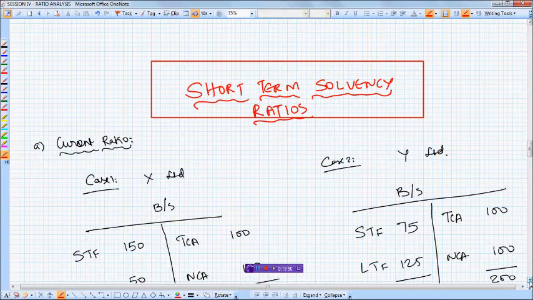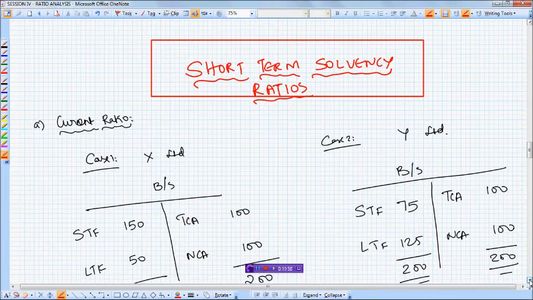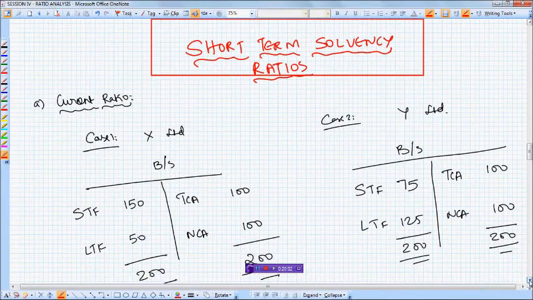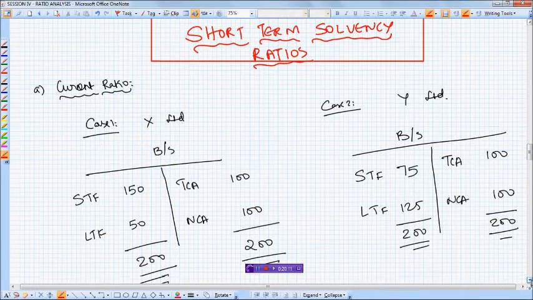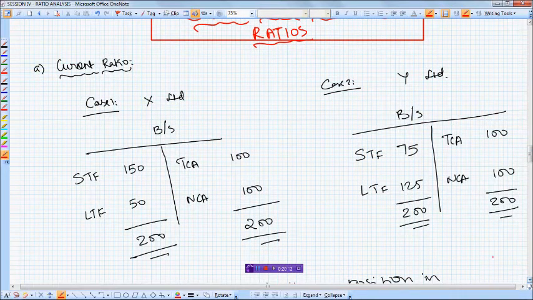In short-term ratios, the first important ratio we'll see is the current ratio. The current ratio is very important from an examination point of view as well as in practical real-life scenarios. To facilitate better understanding, see two cases. X Limited has a balance sheet where its total current assets are 100 rupees, and non-current assets, which means fixed assets and other non-current assets, are 100 rupees. So it has assets worth 200 rupees.